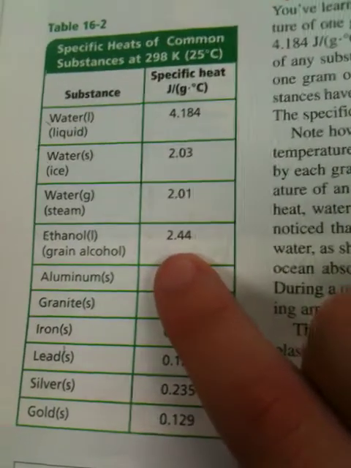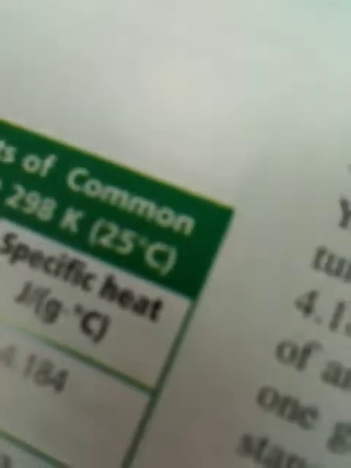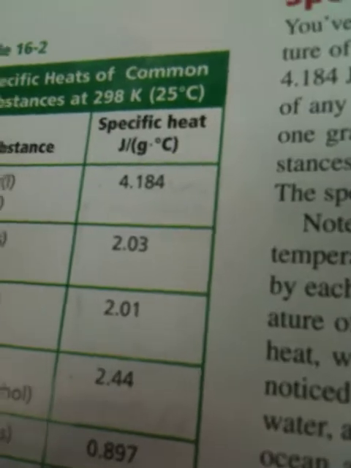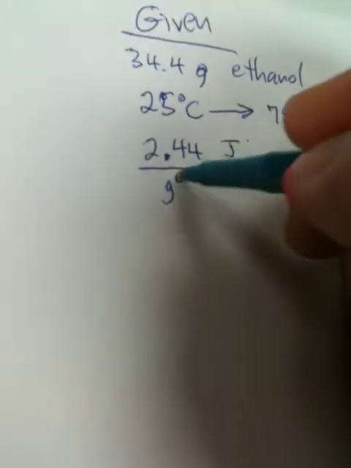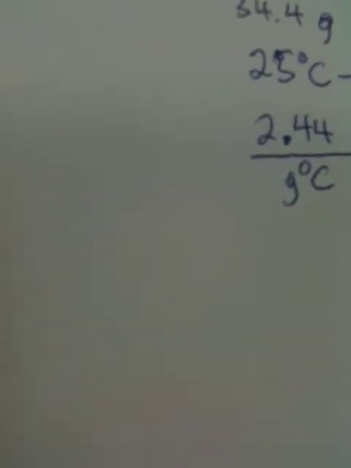2.44. Okay, so it's 2.44. And Robert, what's the unit of measure for this? Look at the top of the column. No, try again. Joules. Okay, joules. Now I'm going to write it a little differently than the way you see it. Grams, degrees centigrade. You understand why I did that? Okay, makes it a little easier for you to see what it really is.